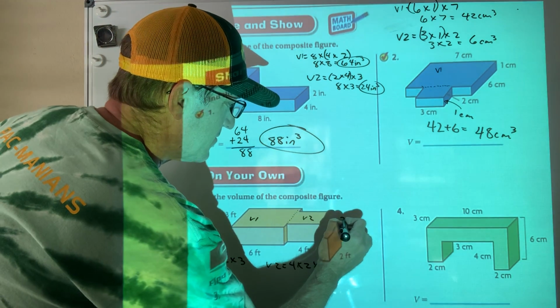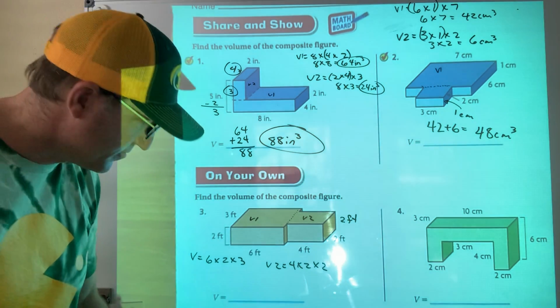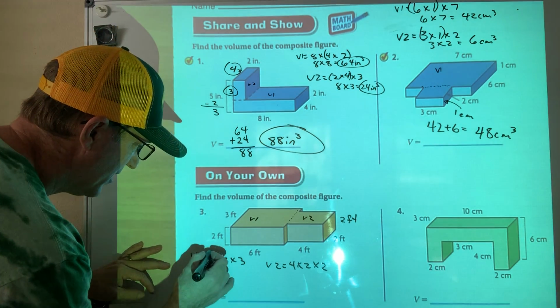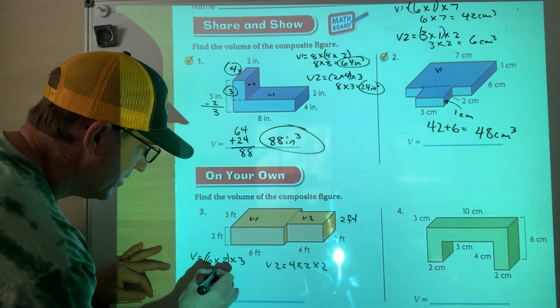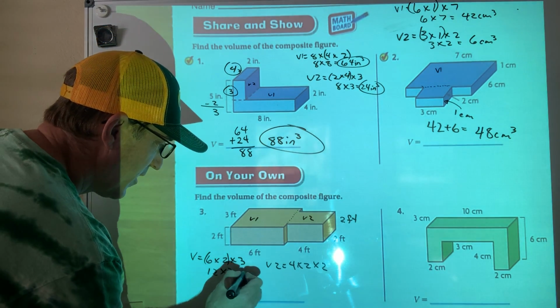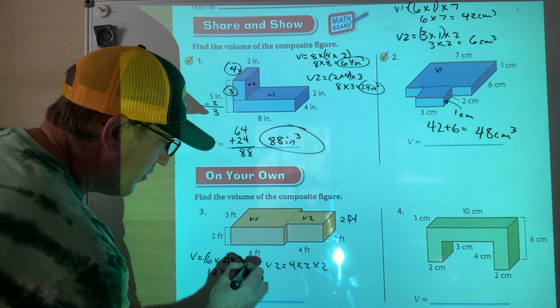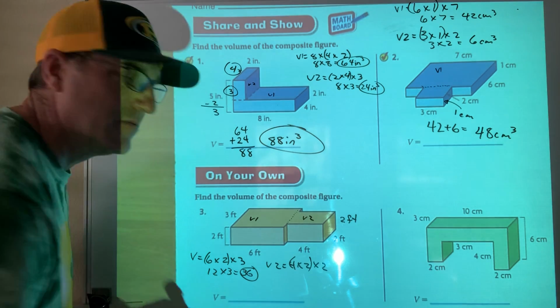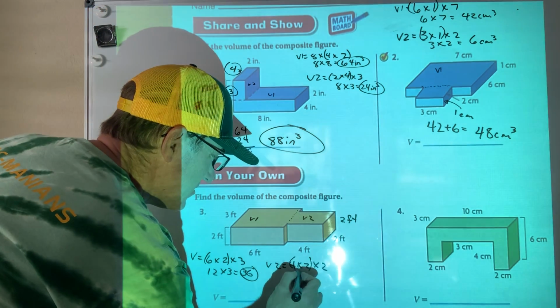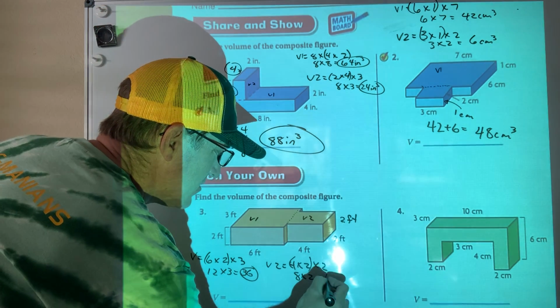So this is 2. If that's 2, that's 2, right? Doesn't change. So I'm going to do these. 6 times 2 is 12, right? And then 12 times 3, 36. Perfect. Boom. And over here I've got 4 times 2. 4 times 2 is 8. And 8 times 2 is 16, right?